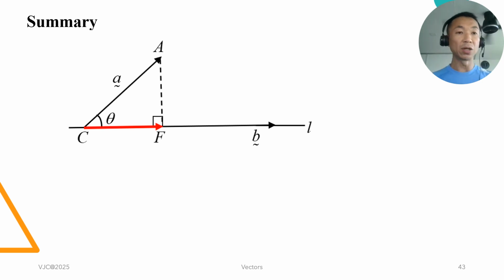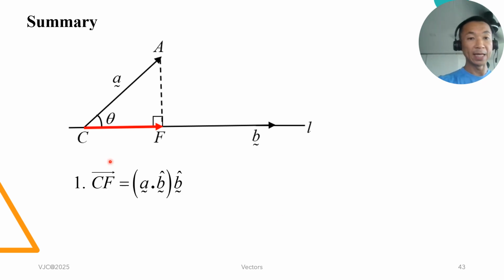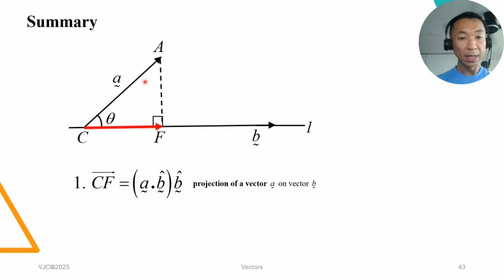In the previous section, we discussed how to find the projection of A on B, and we found that it can be found using the dot product, the scalar product, which is essentially just CF. So this is what we learned. CF, this vector, can be found by the formula A dot B hat times B hat. It is essentially the projection of A on B.